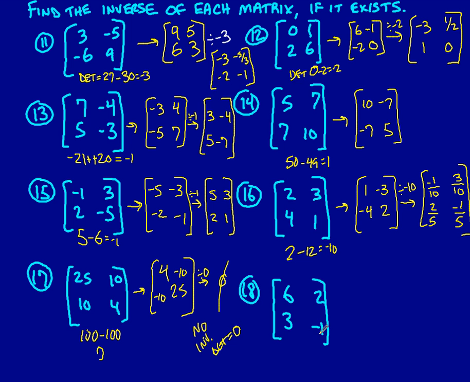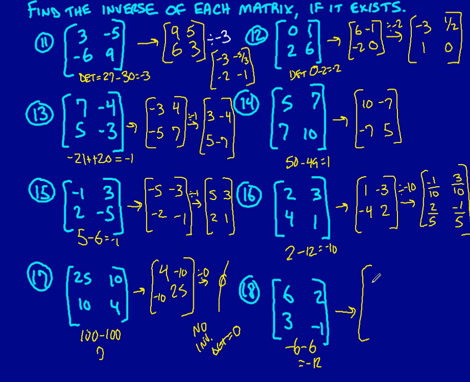All right, the last one here. 6 times negative 1 gives you negative 6 for your determinant. 3 times 2 gives you a 6 for your determinant. So negative 6 minus 6 is negative 12 for your determinant. So we can take an inverse.